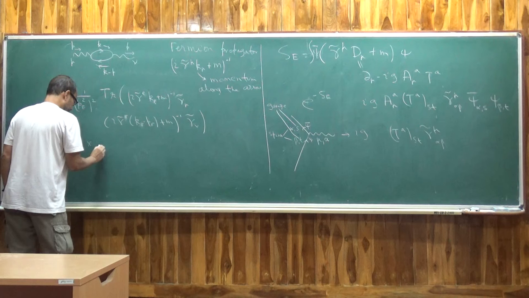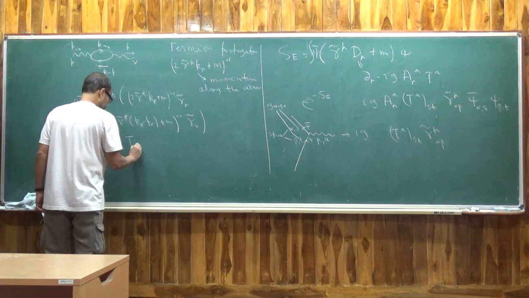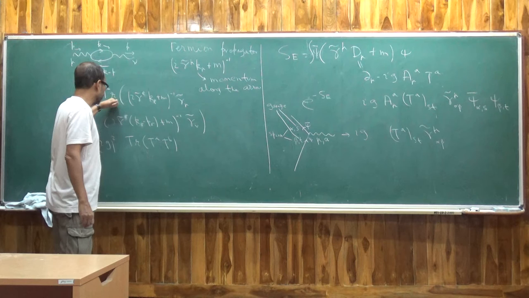Then I have i g whole squared, from these two vertices. Then I have a trace over T A T B, these are the gauge indices. The T A comes from here and T B comes from there. So these two traces can be decoupled, right? This is the trace over the Dirac index, this is the trace over the gauge index.